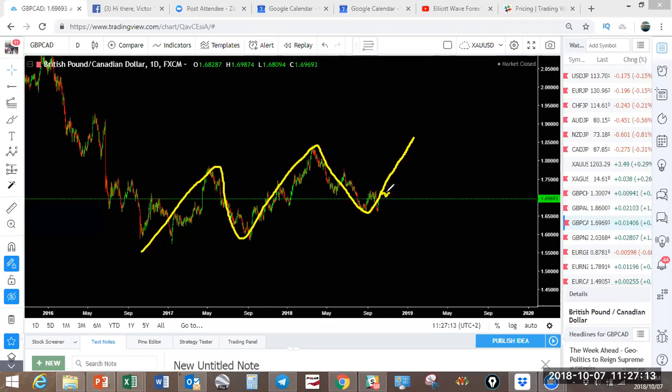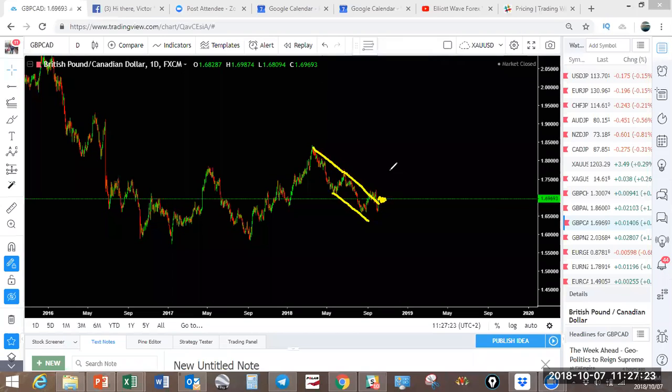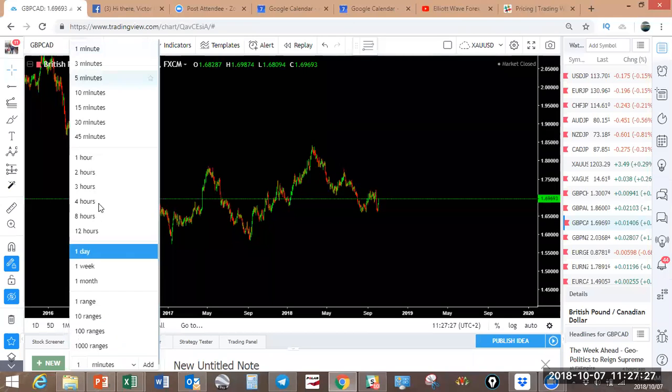So that means corrective structure in the lower degree, you're looking to take this one to the upside. So let's see here. I think this one has already broken out of this three-wave structure, this X here. Okay, now you look for corrective structures to the upside. Okay, let's go to the lower degree, the 1 hour.